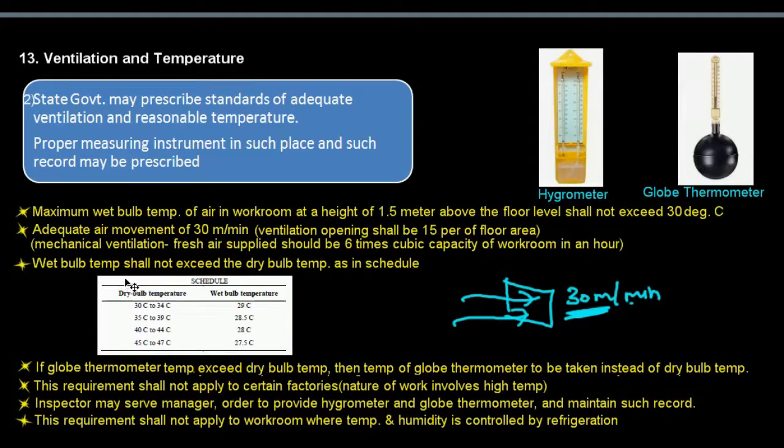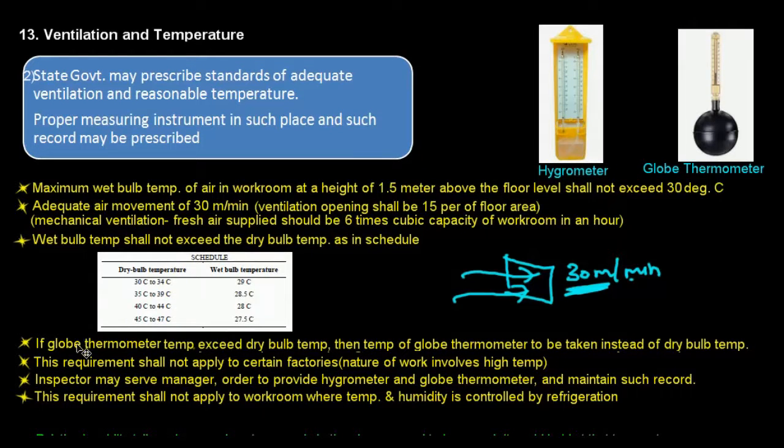The wet bulb temperature shall not exceed the dry bulb temperature as in the schedule. So there is a schedule which is given in the rules. The wet bulb temperature corresponding to the dry bulb temperature is mentioned, and the wet bulb temperature should not exceed the dry bulb temperature. But there is one more thing that is mentioned. If the globe thermometer temperature exceeds the dry bulb temperature, then the temperature of the globe thermometer is to be taken instead of the dry bulb thermometer. Now, what is a globe thermometer?